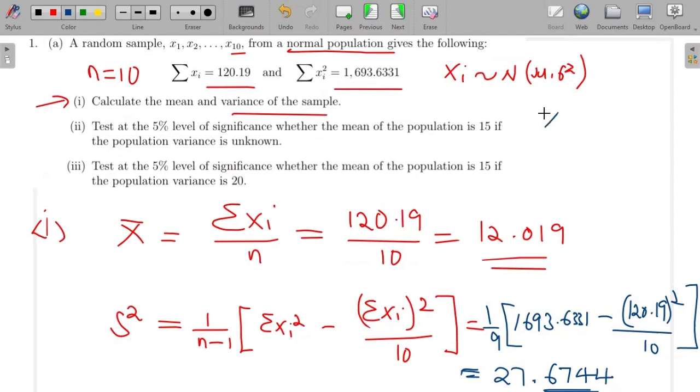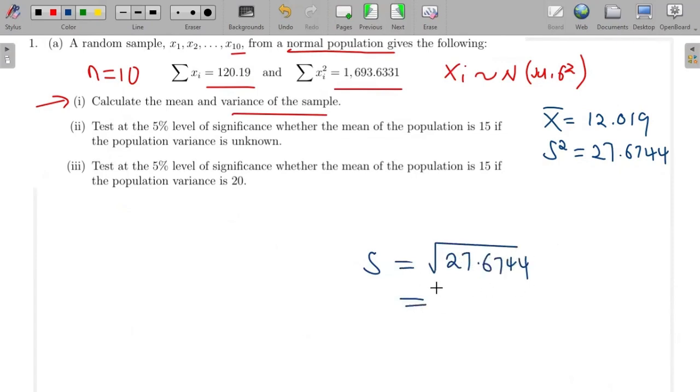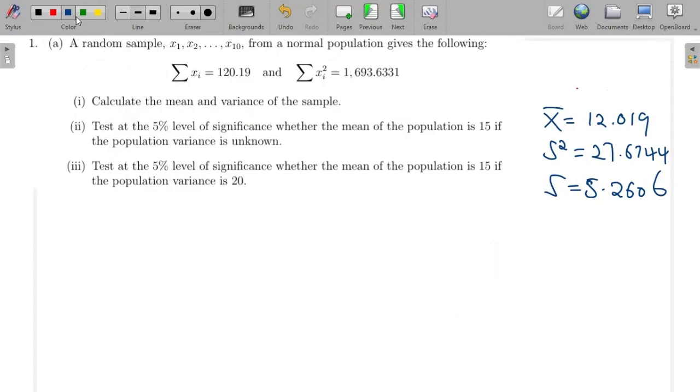So my x bar, which is the sample mean, I've found is 12.019. And then s squared, which is the variance of the sample, is 27.6744. We can also find the sample standard deviation. The standard deviation, s, will just be the square root of this variance. Counter check again with your calculators. Mine says 5.2606. So standard deviation is just 5.2606. So I've calculated the sample mean, sample variance, and sample standard deviation.